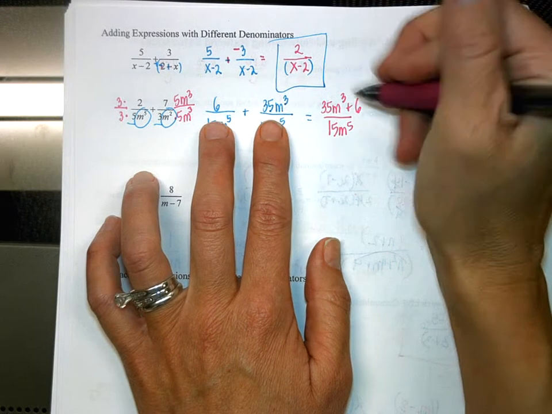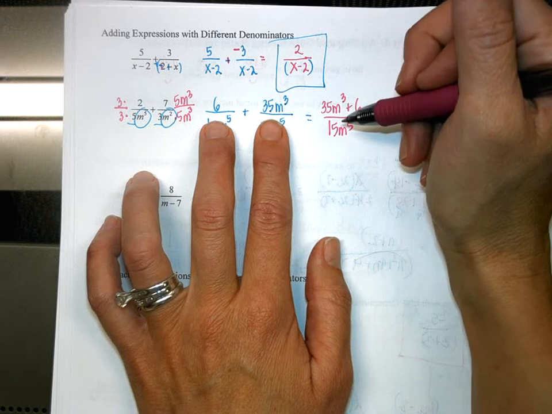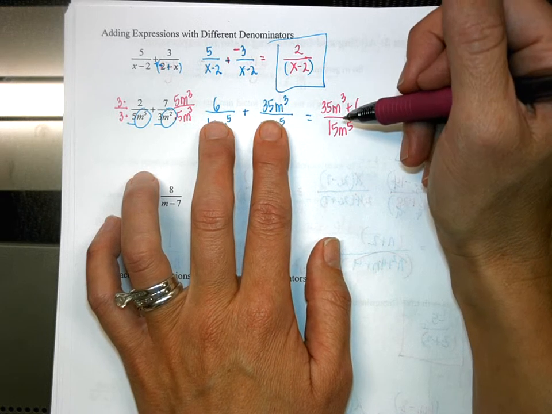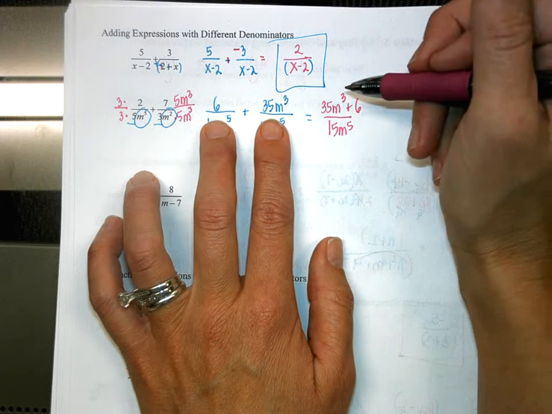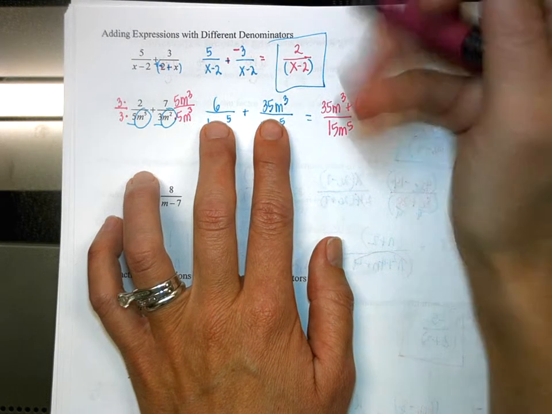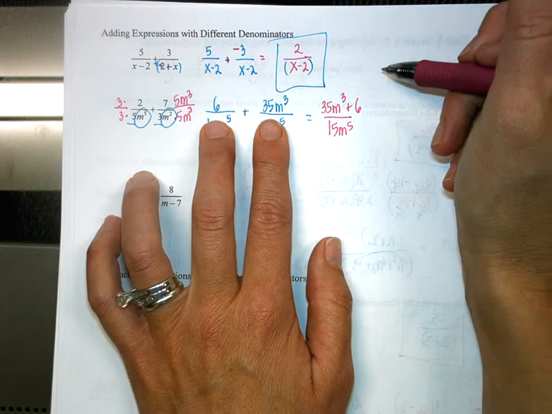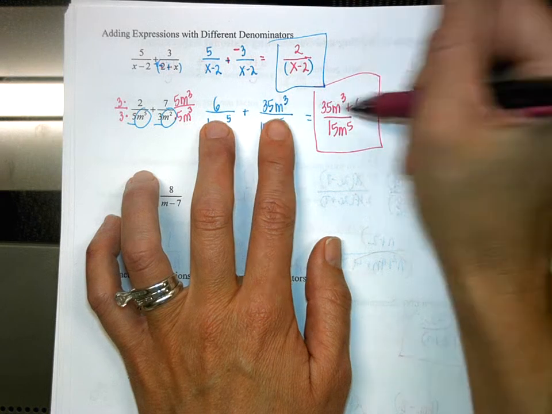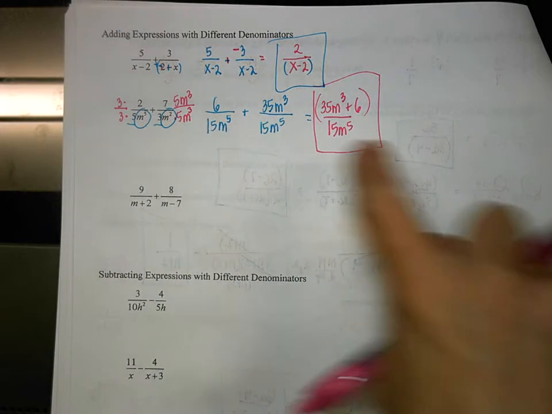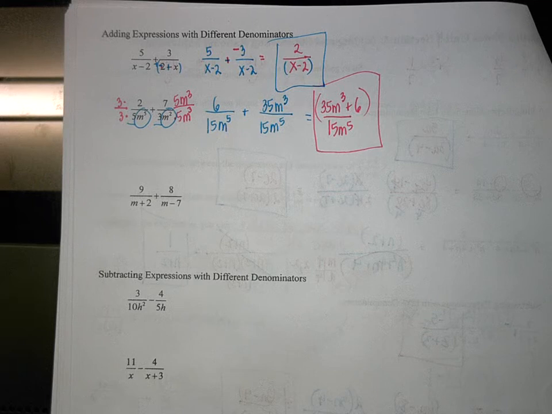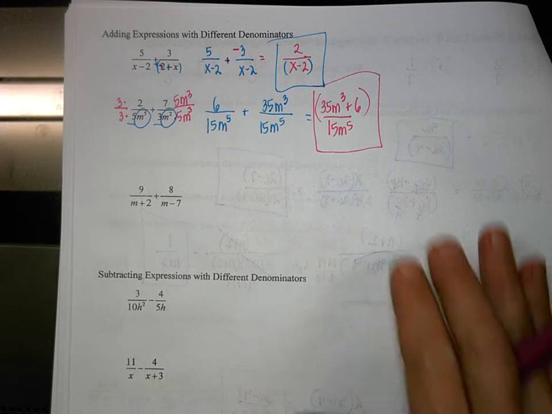Now, if you wrote it as 6 plus 35m to the 3rd, I am not going to mark you wrong. It's totally fine. It's just more proper to write it in descending order. Okay? Now, I can't factor anything out. Those are stuck together like glue. Nothing will reduce. That is my final answer. Do we have questions on that one? Okay, next one.